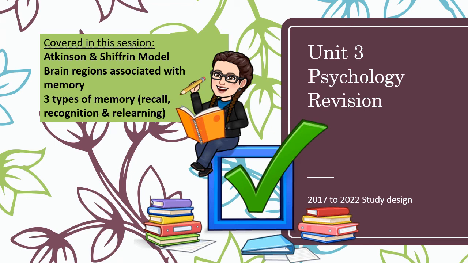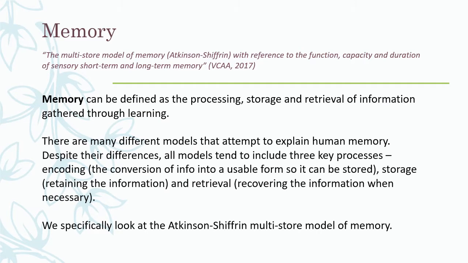Hi, ladies and gentlemen. So today we're going to be looking at Atkinson and Shiffrin's model of memory and the brain regions associated with memory. So memory can be defined as the processing, storage, and retrieval of information gathered through learning. There are different models to explain human memory. However, more often than not, they use the Atkinson and Shiffrin model of memory in VCE.